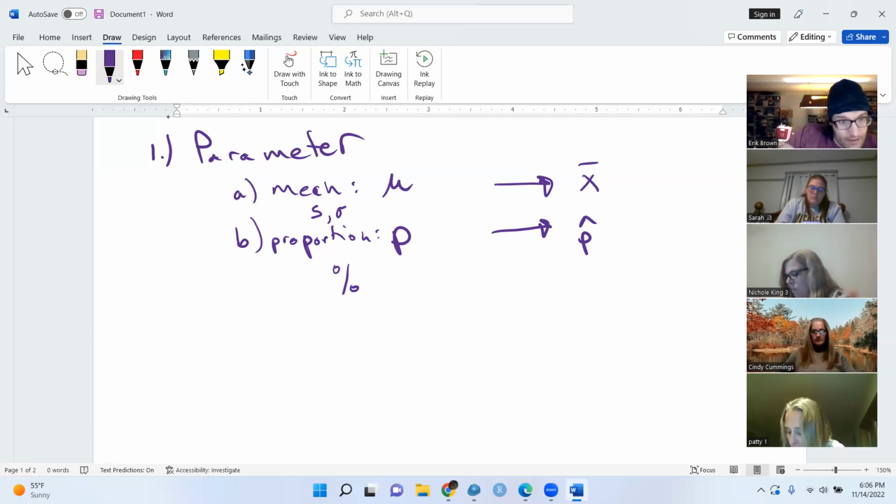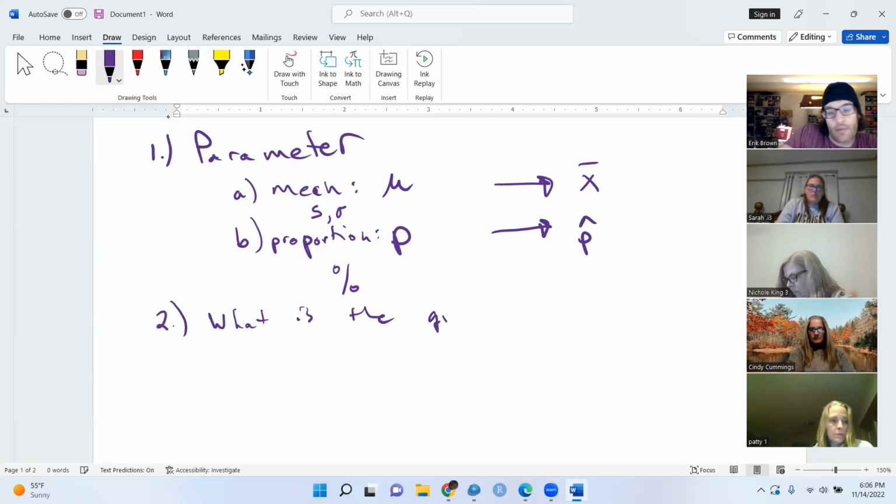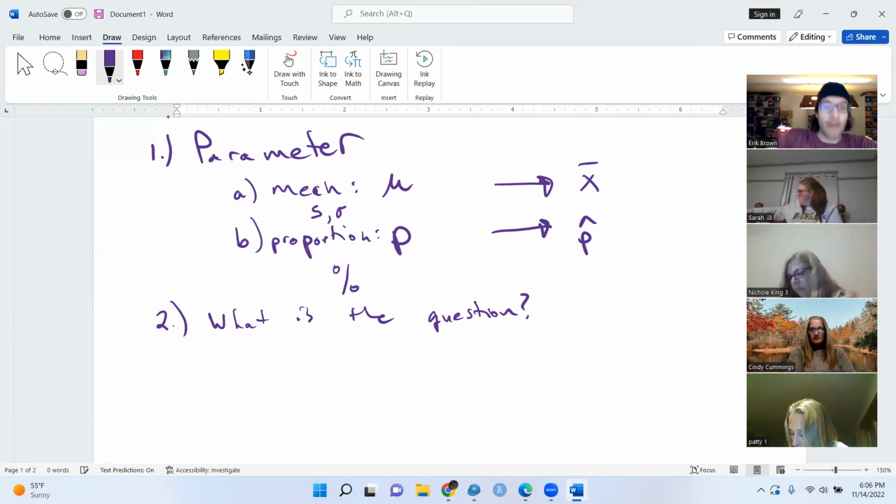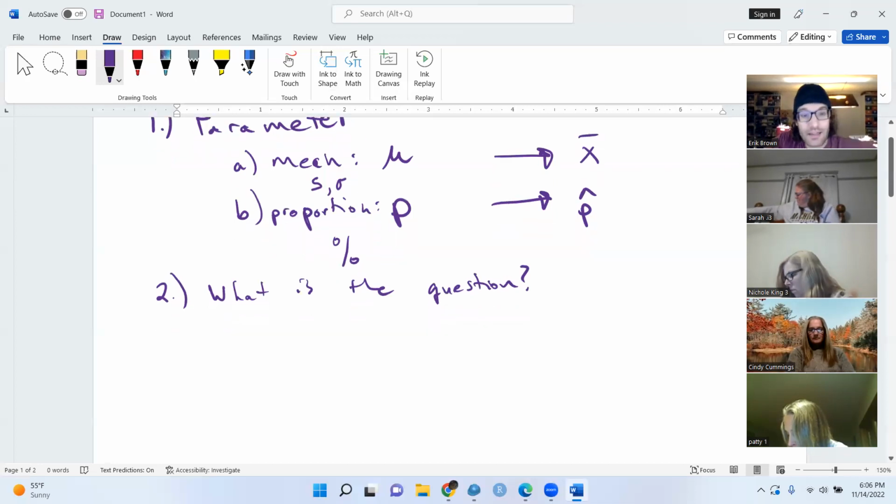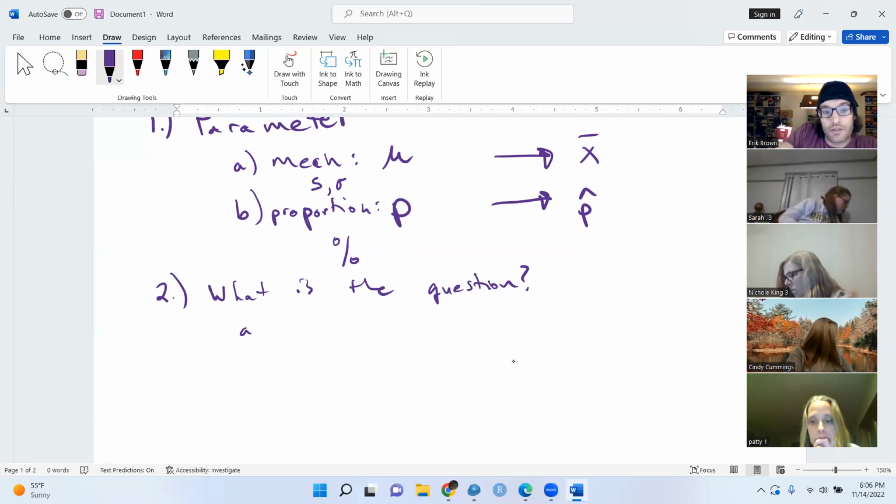The second thing is, is it a single sample or double sample? We'll talk about that after chapter 11, so we'll ignore that for now. The second thing is, what's the question? This probably goes without saying, that you should figure out what you're being asked before you try to answer the question. But it's nice to think this way because there are really like 3 or 4 main classes of questions.